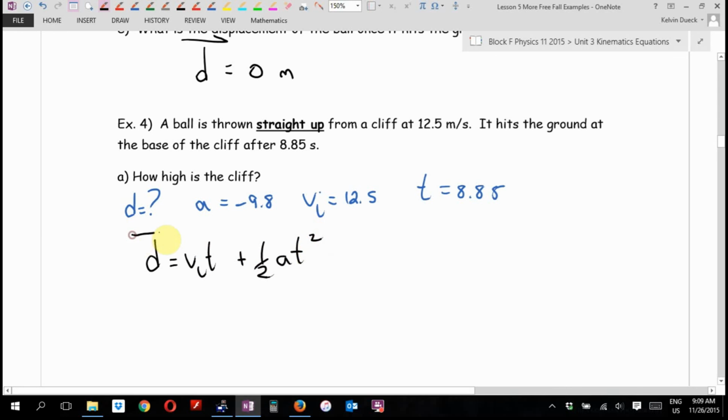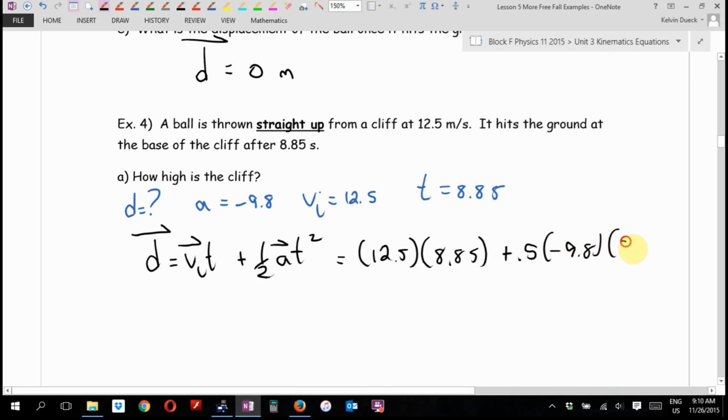Now, really, I'm being sloppy with my notation. This equation gives me the displacement. Am I ending up above or below from where I started if I'm throwing it off of a cliff? I'm anticipating a negative answer here. It's going to be 12.5 times 8.85, plus 0.5 times negative 9.8 times 8.85 squared.